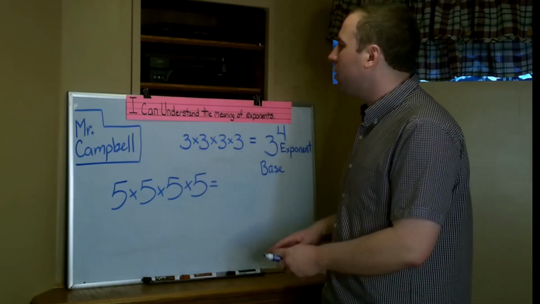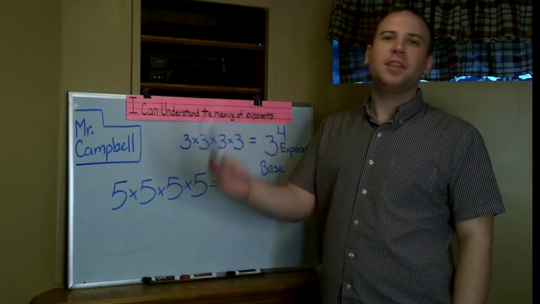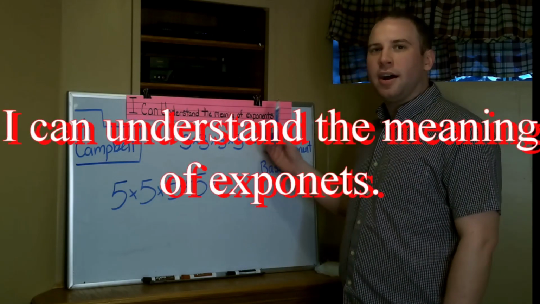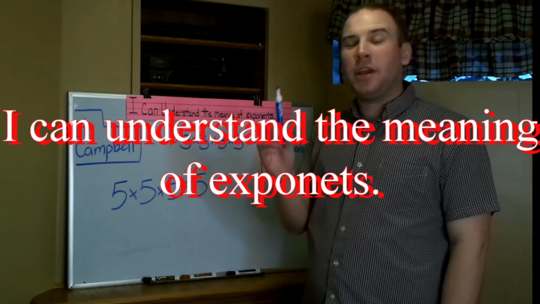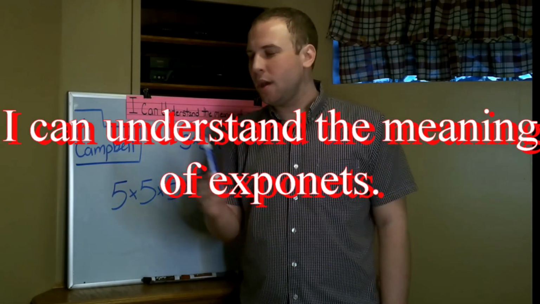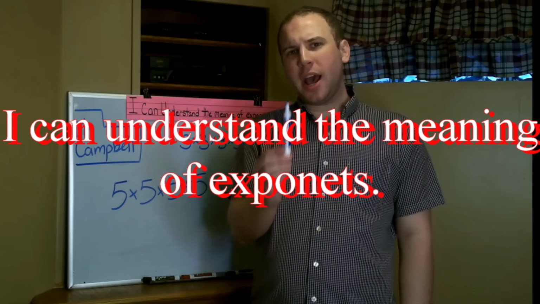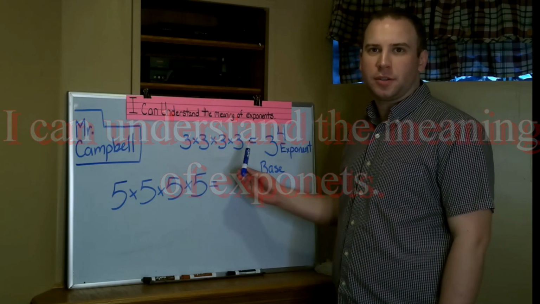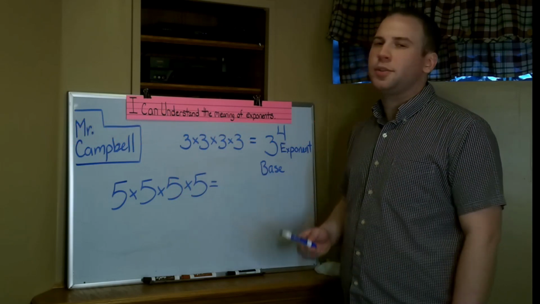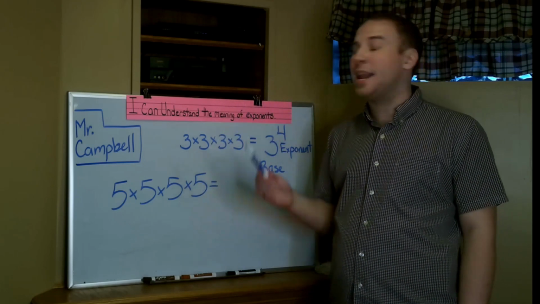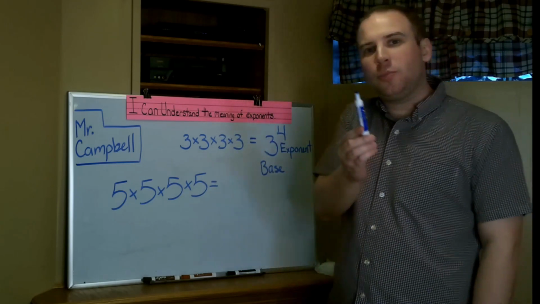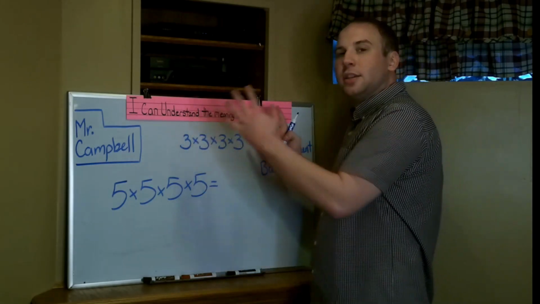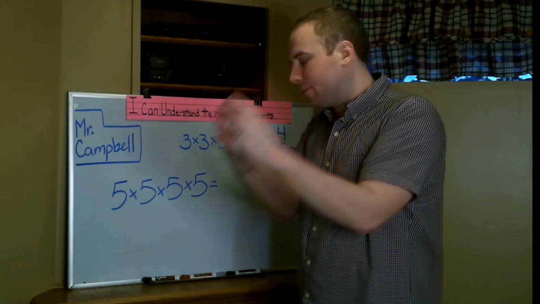Now let's go ahead and look at our I can statement, our objective for this lesson today. Our objective today is: I can understand the meaning of exponents. Now, I know that it's been almost a month since we've talked about this, but let's review a little bit about exponents. Now, as you can see on the board here, I have a large group of numbers. I have 3 times 3 times 3 times 3, which, off the top of my head, I couldn't figure out. But as I told you before, mathematicians like to make things simple.